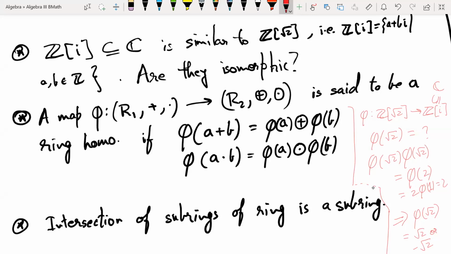So just by counting units, one may not be able to get it, but it's basically the same argument. Where will i go? i has to go to something whose square is minus 1. But this is contained in the reals, and none of the real numbers have square minus 1. So that tells you that you can't get a ring homomorphism from Z[i] to Z[√2]. Makes sense?